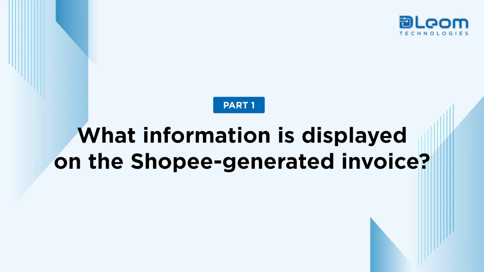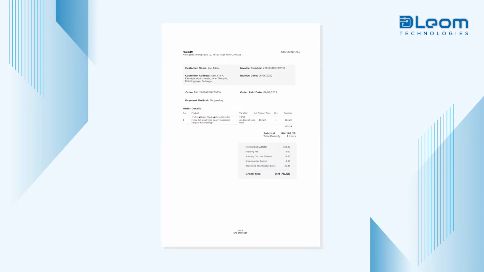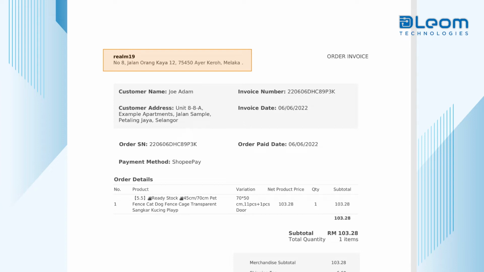Part 1. What information is displayed on the Shopee-generated invoices? Shopee-generated invoices contain a complete set of information in regards to your Shopee purchases, and may be even more detailed as compared to seller-generated invoices. At the top left, the seller's details are displayed, including seller's Shopee store name and seller's operating address. Followed by the buyer's details, including buyer's name and buyer's address.